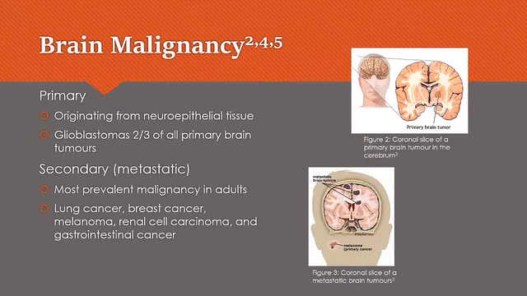Malignant tumours can be further divided into two main categories, those being primary or secondary. Primary brain malignancies originating from the neuroepithelial tissue are the most common, with glioblastomas nearly accounting for 2/3 of all neuroepithelial tumours. Secondary or metastatic brain tumours are the most prevalent brain malignancies seen in adults and commonly metastasize from malignancies of the lung, breast, skin, kidney, and gastrointestinal tract.